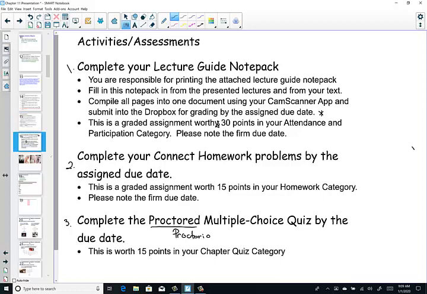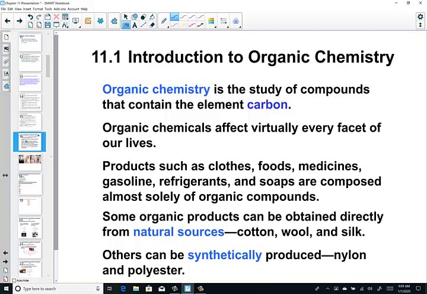So, with our note packs in hand, let's begin our first section, 11.1, Introduction to Organic Chemistry. And you'll notice your note pack is simply asking you to fill in some blanks, record some notes, draw some structures, and do practice problems with me together. So in our first introduction section, we define the term organic chemistry. It is the study of compounds that contain the element carbon. Carbon, of course, is the key component of all organic compounds.